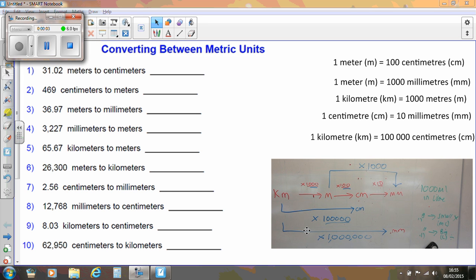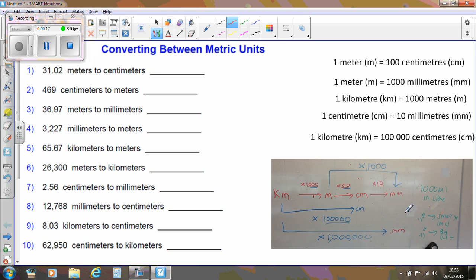Okay, this is converting between metric units. So we have 31.02 metres into centimetres. So if we have a look on here, what this should say is if it's a big to a small measurement, you should be timesing it. Whereas if it's a small to a big measurement, you should be dividing.